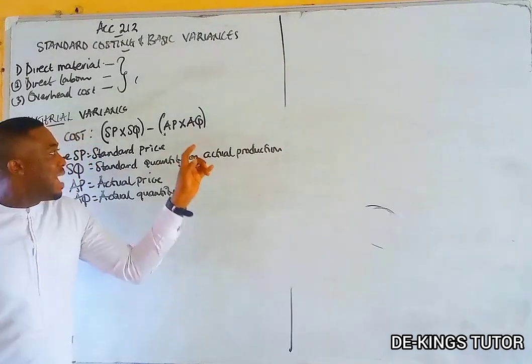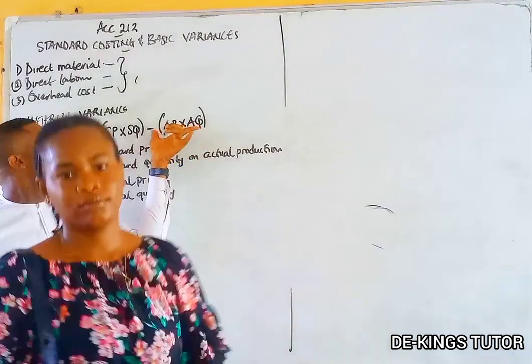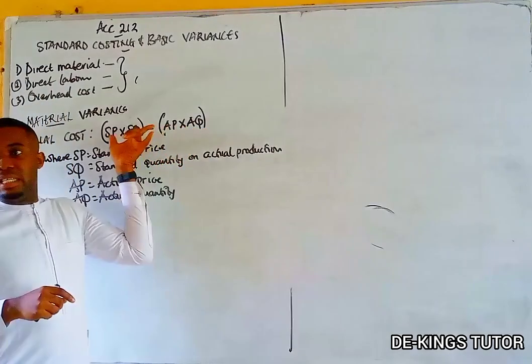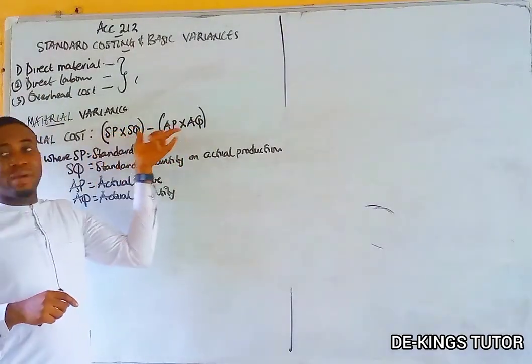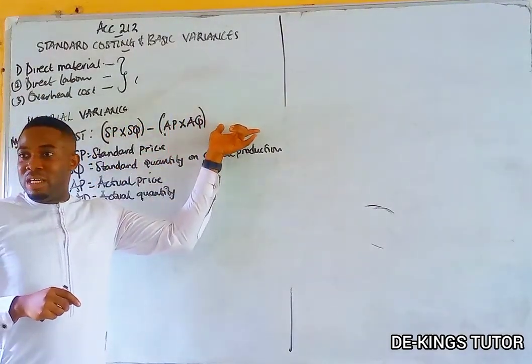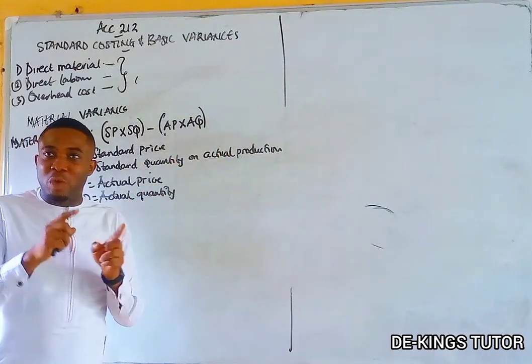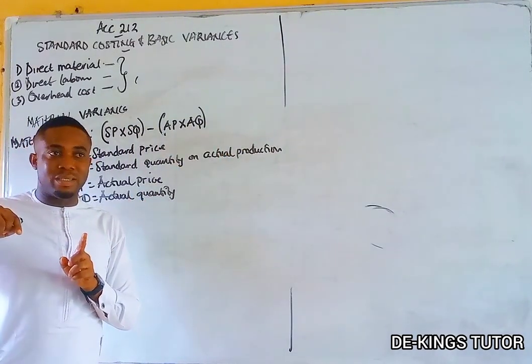Because from text and even the approved text, you will see that actual price times quantity comes first, minus standard price times that quantity. It will give the same result, but the interpretation is what matters.